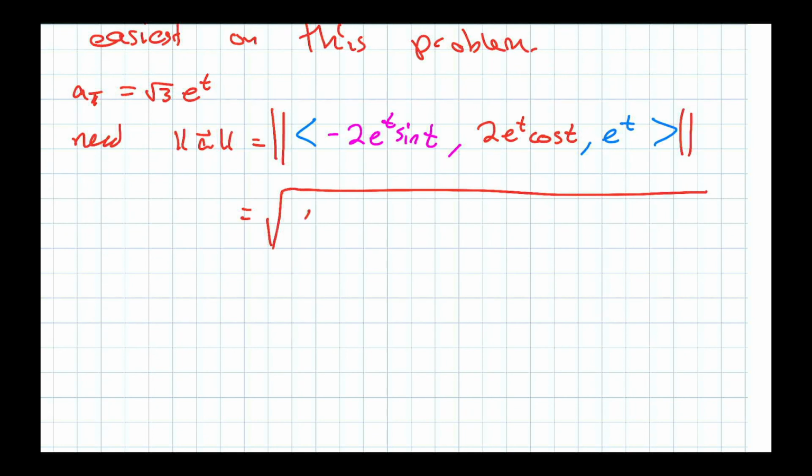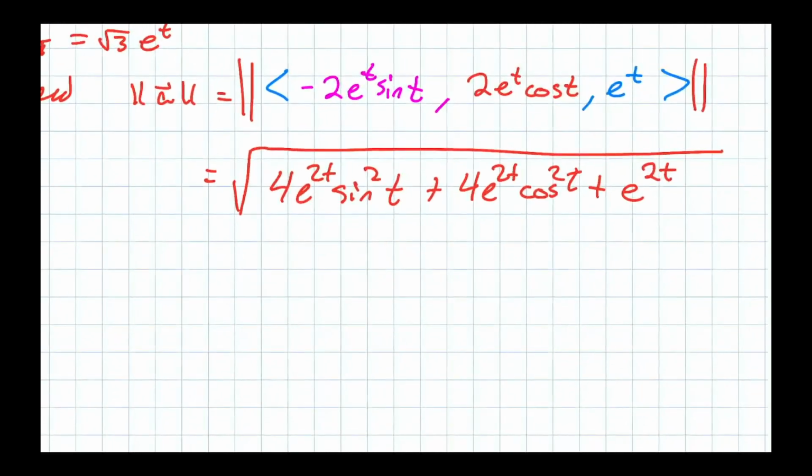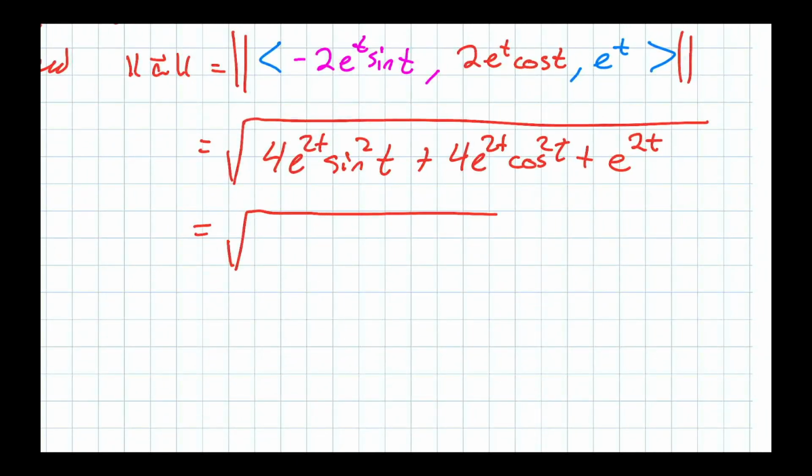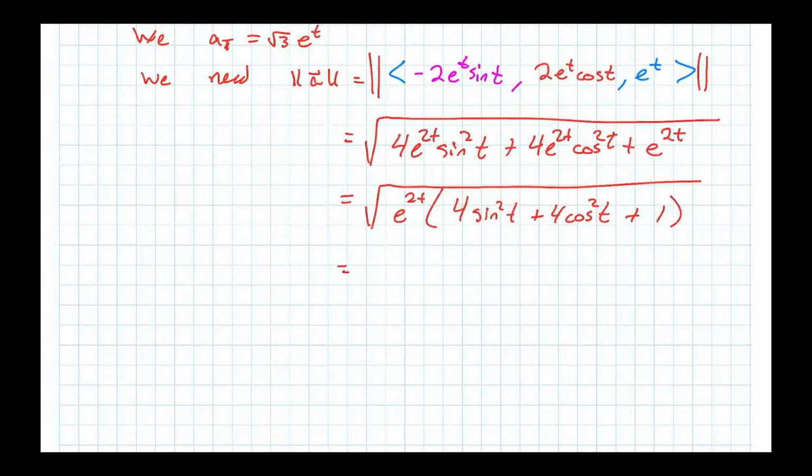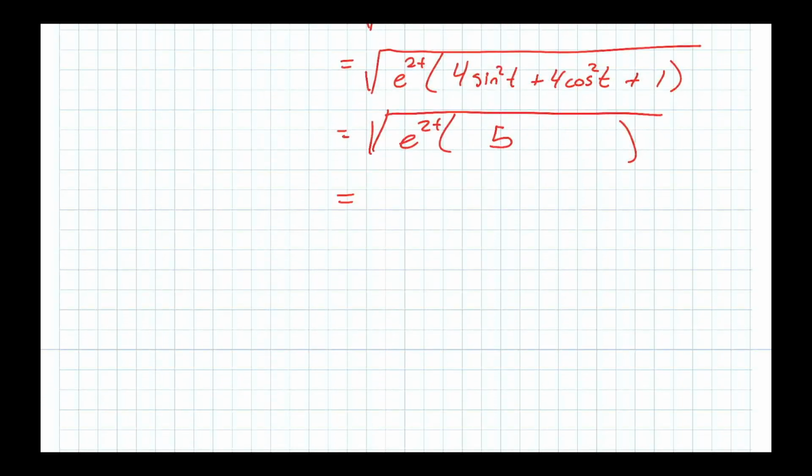Square this. It's going to be 4 e to the 2t sine squared t plus, square this, 4 e to the 2t cosine squared t, plus, square this, that's e to the 2t. Not so bad at all, right? Because this looks familiar. We just dealt with something like this recently. I know I can factor out the e to the 2t and have 4 sine squared t plus 4 cosine squared t plus 1. Four sine squared plus 4 cosine squared, that's 4. 4 plus 1 is 5. And square root 5 is square root 5.